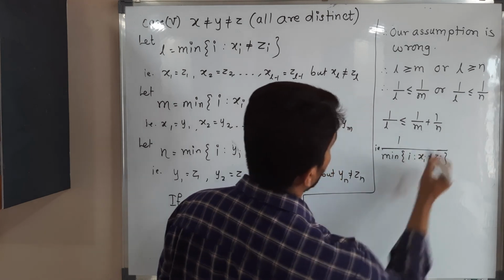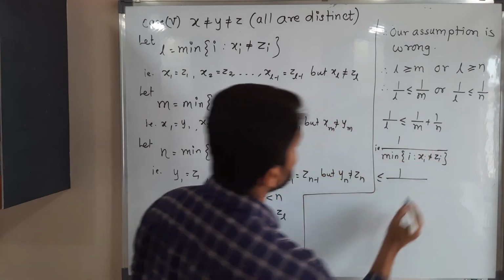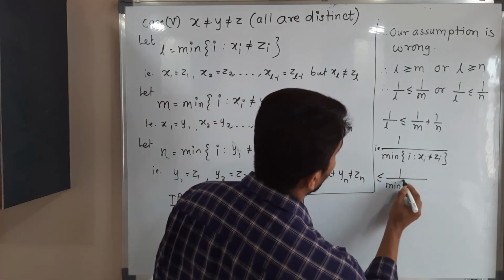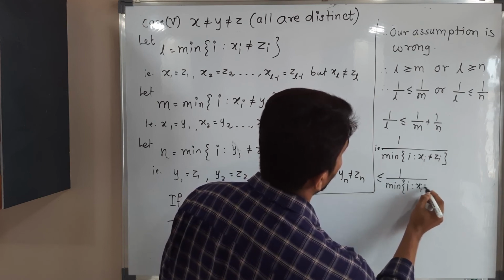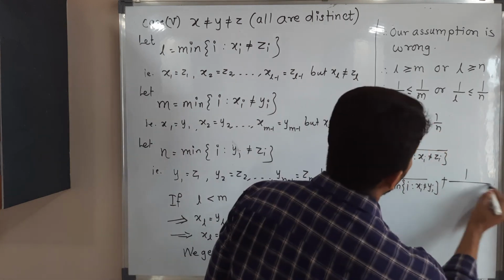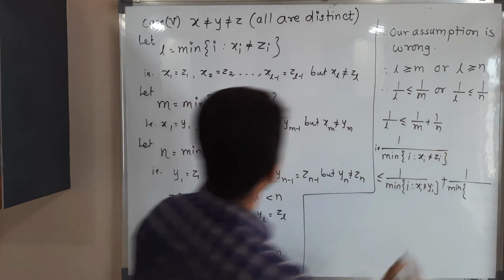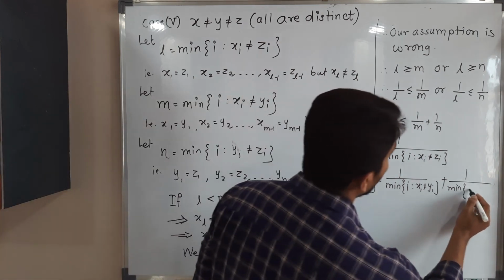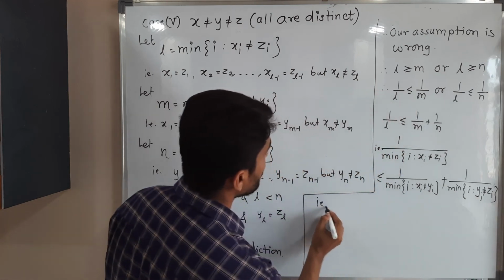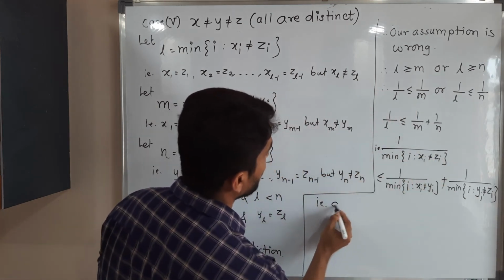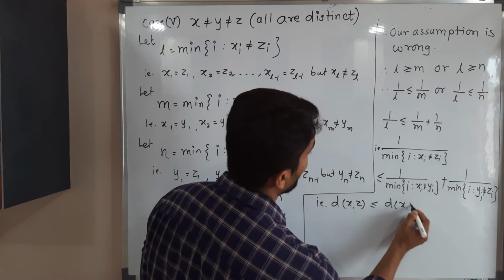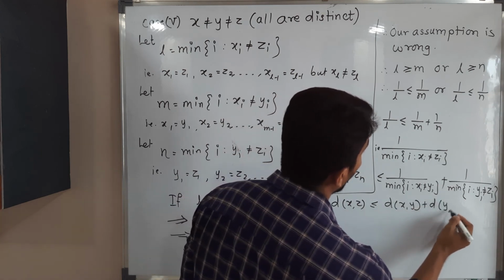We don't have much space, so I am writing here less than or equal to. m means what? m means minimum of i such that xi is not equal to yi, plus n. 1 by n means 1 upon minimum of i, as you can see from the definition of n, where yi is not equal to zi. This is nothing but d of xz, this is the given definition, no? Less than or equal to d of xy plus d of yz, right?